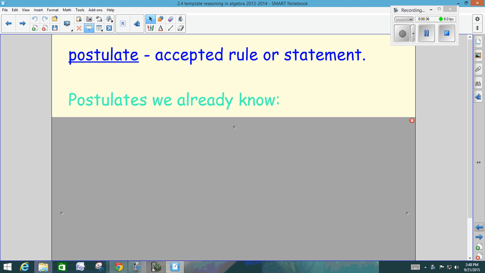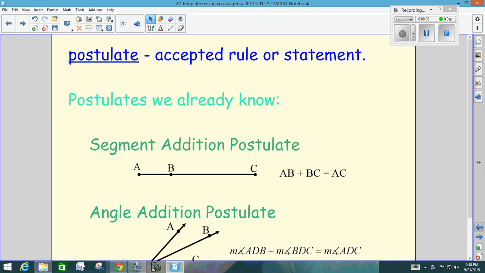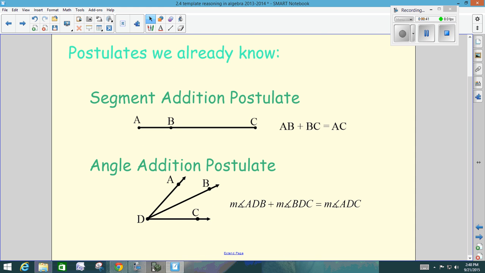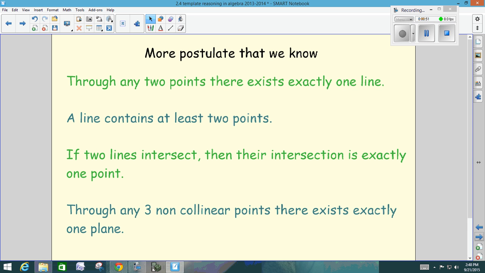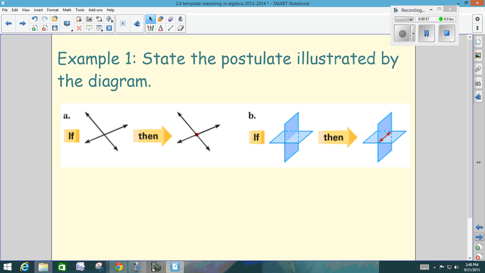We have 2 named postulates. They actually have a name to them. The segment addition postulate and your angle addition postulate. And all these are typed down on the top of 2.4. So some postulates get named, some of them don't. You just have to know these. Most of them we've already been using, but they're going to become reasons in your proofs.